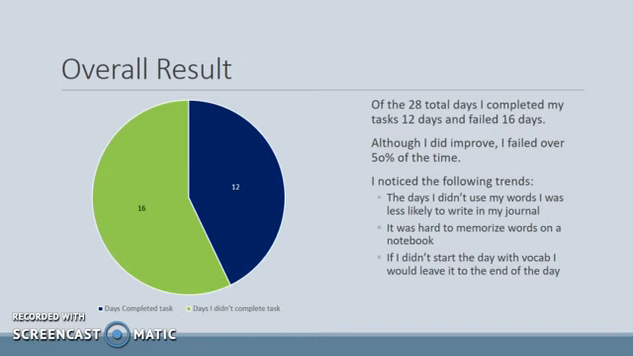I noticed some trends though. One is that the days I didn't use my words, I was less likely to write in my journal. I had a hard time memorizing on an 8x11 notebook, and also if I didn't start the day with vocab, I would procrastinate and I would cram at the end of the day, and those words wouldn't stick in my mind as easily as if I'd started in the morning.